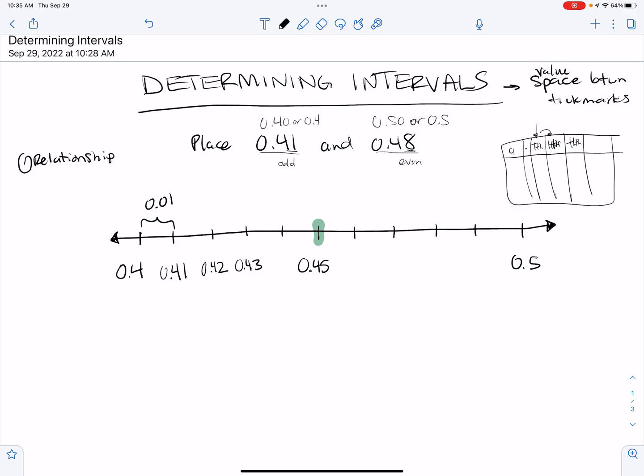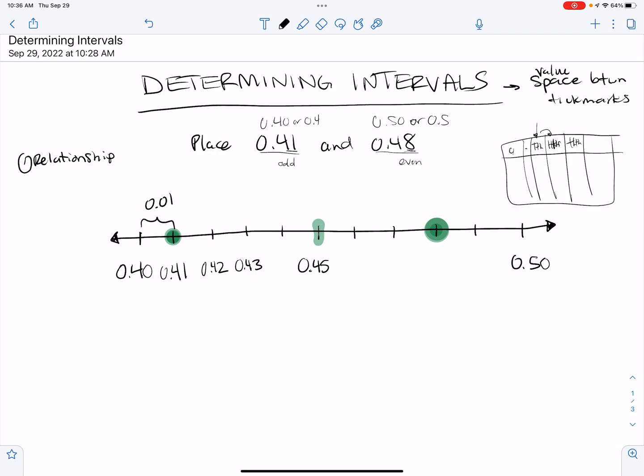So now that I've got my interval, I have my endpoints, I've got my tick marks divided up, I can now place 41 hundredths and 48 hundredths. 41 hundredths is just 1/100th more than 40, and 48 hundredths is going to be 2 intervals less than 50 hundredths. So if I wanted to, I could write these as 40 and as 50.